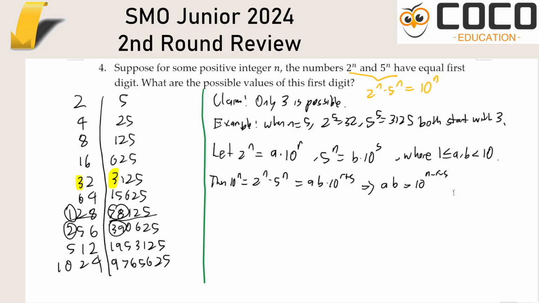So 10 to the n equals this, which means that AB is this. Now clearly A and B cannot both be 1, and A and B are less than 10. This is the meaning of scientific notation. A and B are not 1 because powers of 2 cannot be powers of 10. And so therefore AB is equal to 10. AB, of course, is going to determine the first digit.